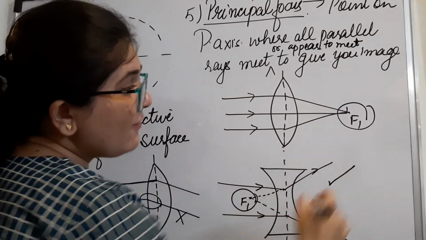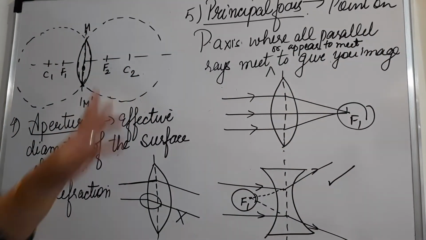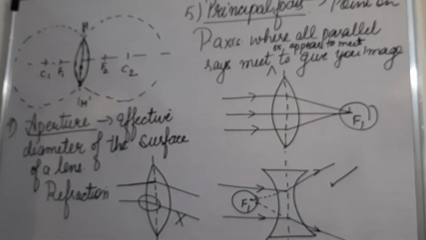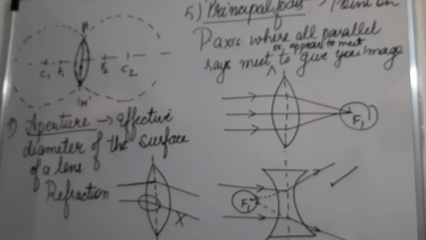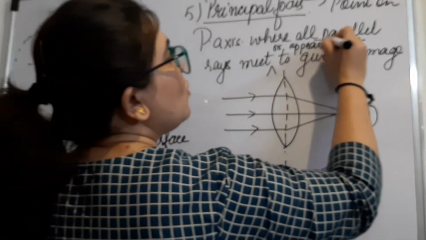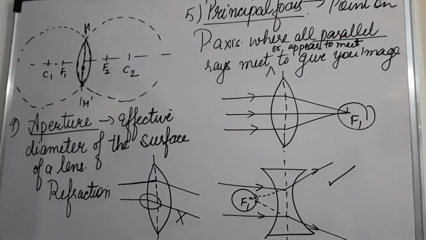Because for a concave lens it will always appear to meet to give you the image. So that is known as a principal focus. And what is again important over here, always mention that only the parallel rays will go and meet on the principal focus. Any other ray which is moving here and there at any certain angle, they will not pass through the focus.